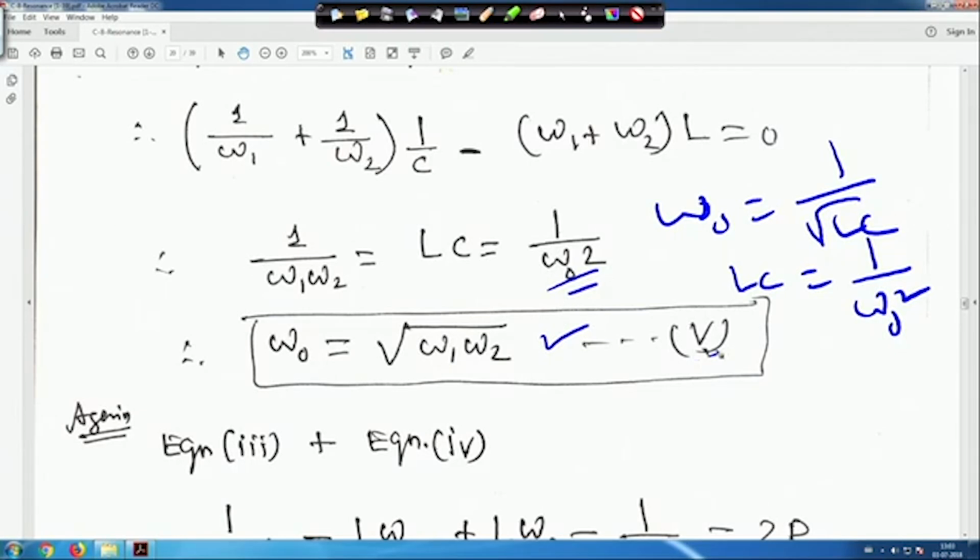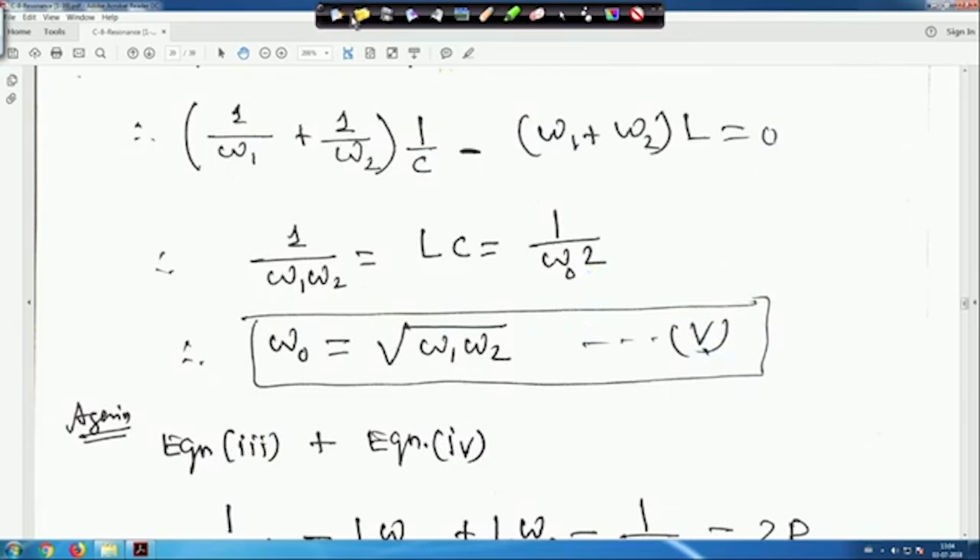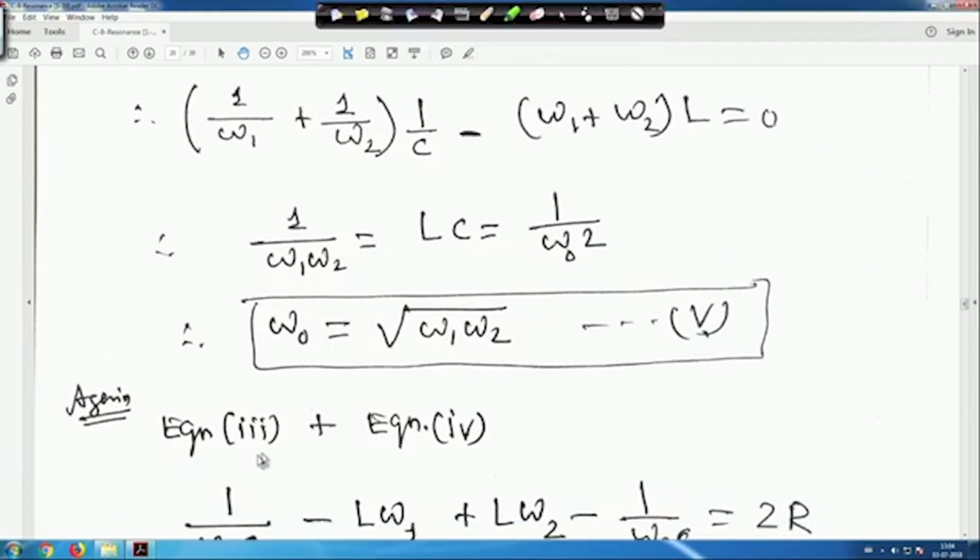This is a good relationship and easy to remember: omega 1 is on this side and omega 2 on the other side. Omega 2 minus omega 1 is the bandwidth, and omega 0 is root over omega 1 omega 2, the geometric mean. Similarly, you add equation 3 and equation 4. Already we have equation 3 and equation 4, so add these two equations.